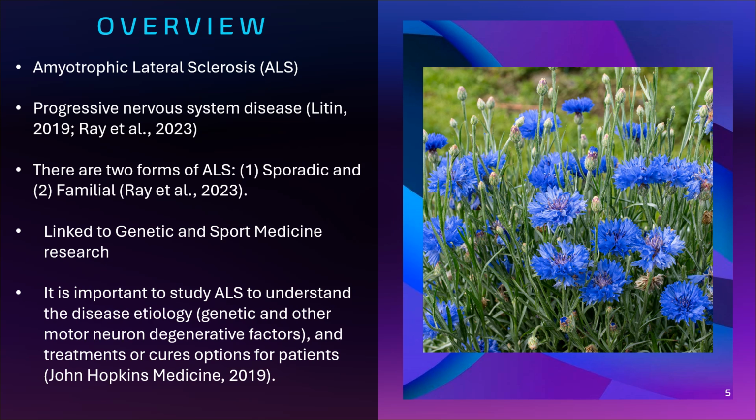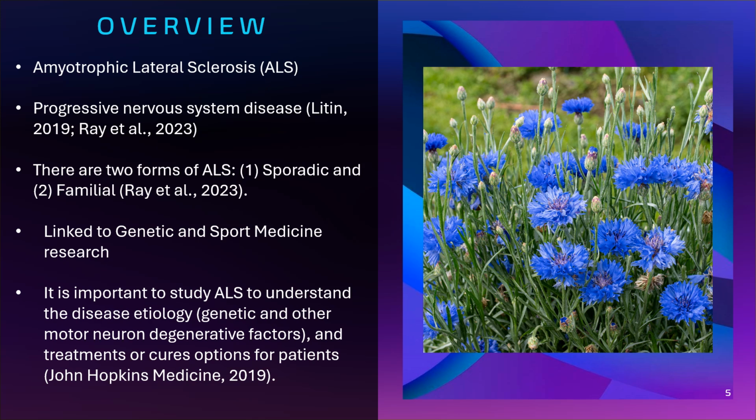Amyotrophic lateral sclerosis, also known as Lou Gehrig's disease, is a progressive nervous system disease affecting the motor neurons, both upper and lower, within the brain and spinal cord. Over time, the nerves that control voluntary muscle contraction and movement, such as breathing, walking, or chewing, weaken and become inherently useless.